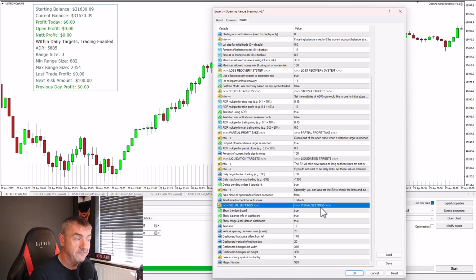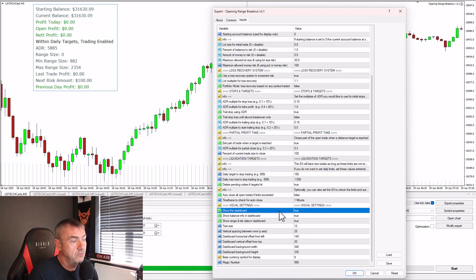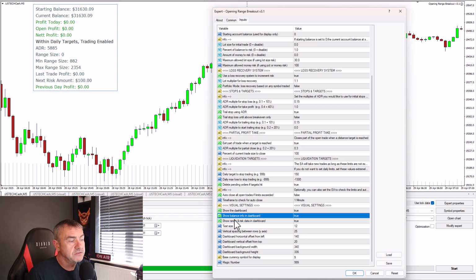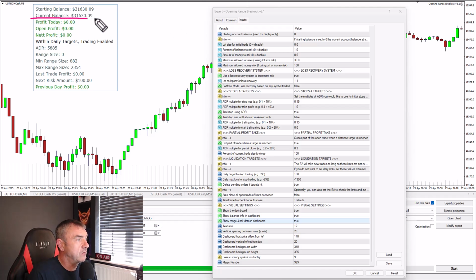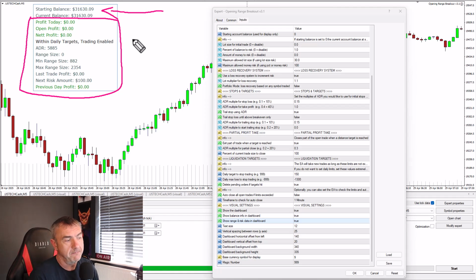Visualization settings are pretty straightforward. It's the dashboard. So you have an option here to show the dashboard, which shows this information up here. If you set that to false, it will disappear. So you have two options in here. You can show the range and risk data in the dashboard, and the range and risk data is basically all of this information here, which is not the starting and the current balance.